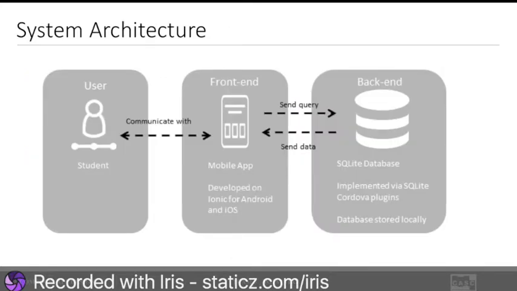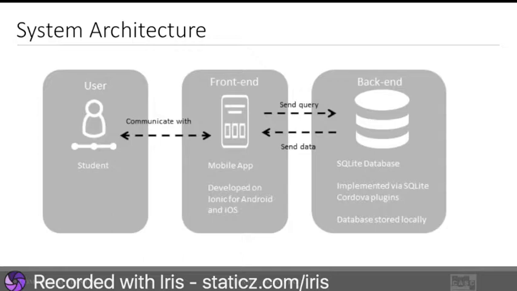This is the system architecture for our solution. It's made of 3 key components, that is the user, the front end, and the back end. Before I start explaining our system architecture, it is key to point out that we adopted the SQLite database in order to hold all our data. And what this means is that the database is stored locally within the mobile app.